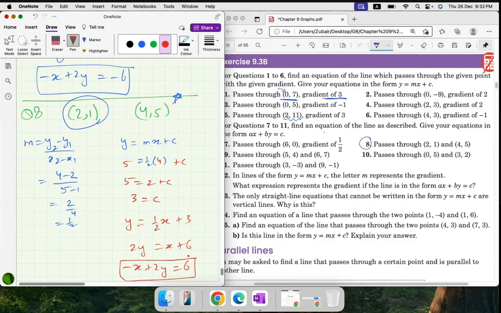What are you getting? For question 8, I got 2y minus x is equal to 6. Correct, 2y minus x is equal to 6. The answer is correct, but just the arrangement. It says to place first.